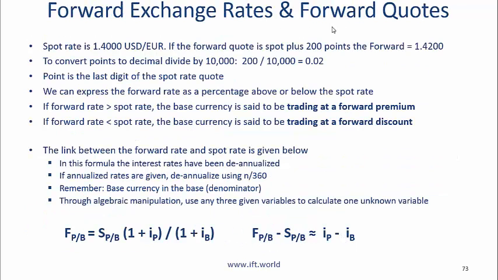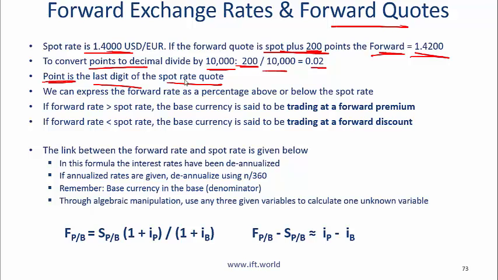Forward exchange rates and forward quotes. Let's say your spot rate is 1.4. Again, this is USD over Euro. And you are told that the forward quote is spot plus 200 points. That would mean that the forward rate is 1.4 plus the 200 points, and that gives you 1.4200. To convert the points to decimal, simply divide by 10,000. So 200 over 10,000 is 0.02. Just to make this clear, the point is the last digit on the spot rate code. So if your spot rate code has 4 decimal places, then the last decimal place is the point.